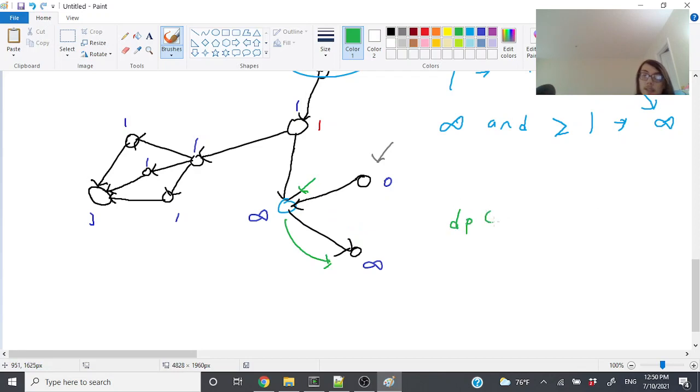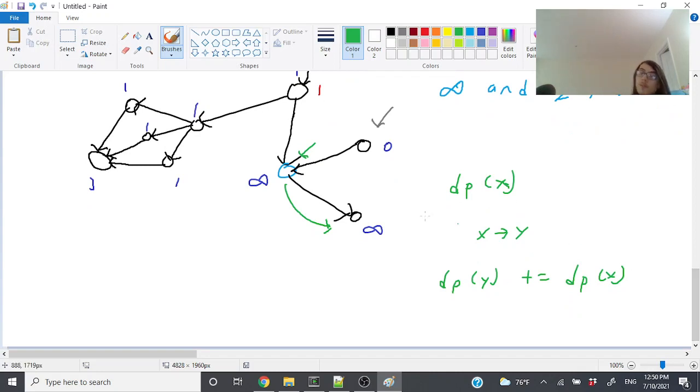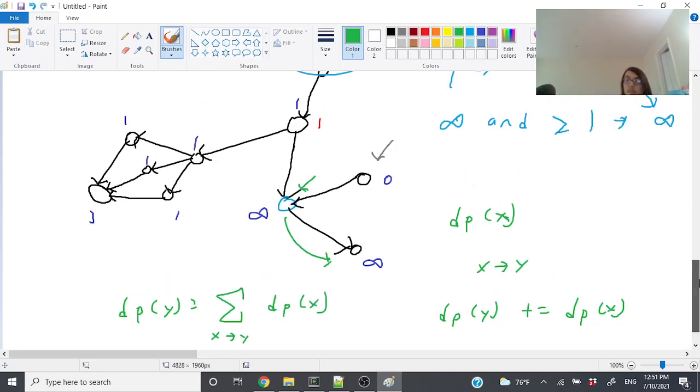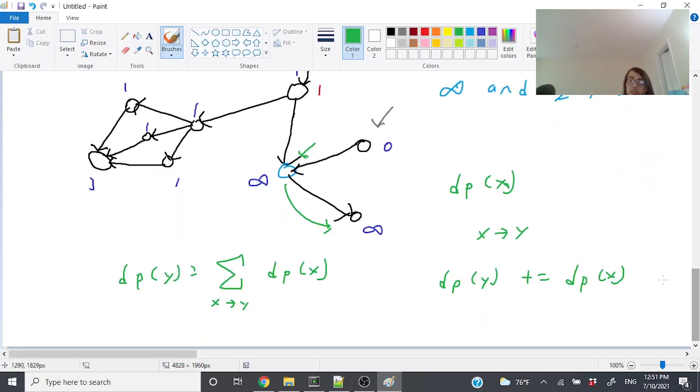So in this case, if we have dp of x representing the number of paths to this SCC, then if we have the edge x to y, we would eventually do dp of y plus equals dp of x for each y outgoing from x. Or in particular, dp of y is equal to the sum over all x that have an edge to y, or in particular, over all edges x to y, of dp of x. If it's infinity, we treat it as infinity.